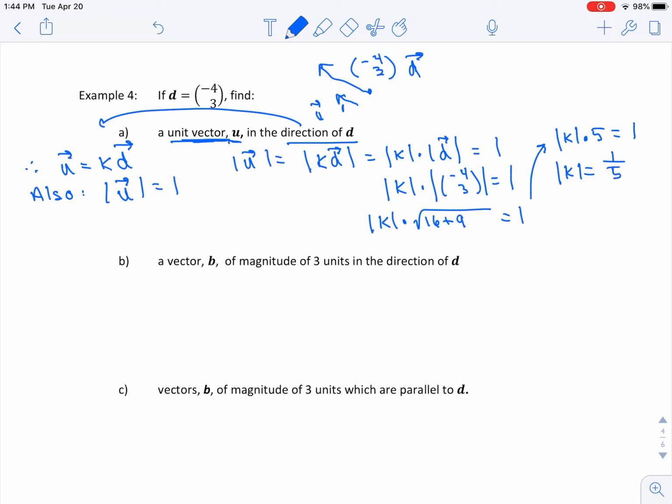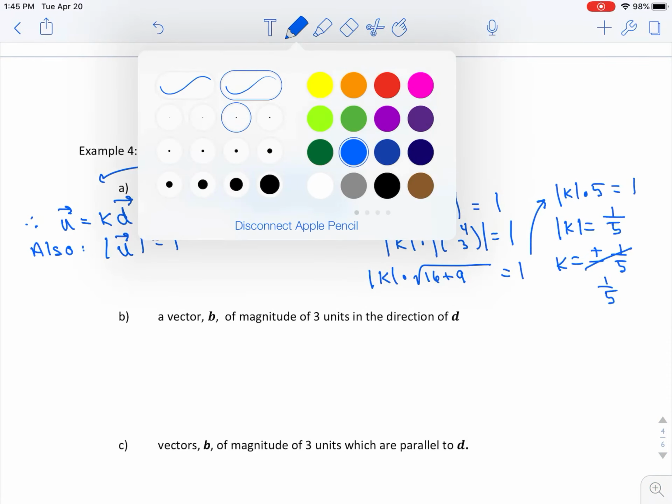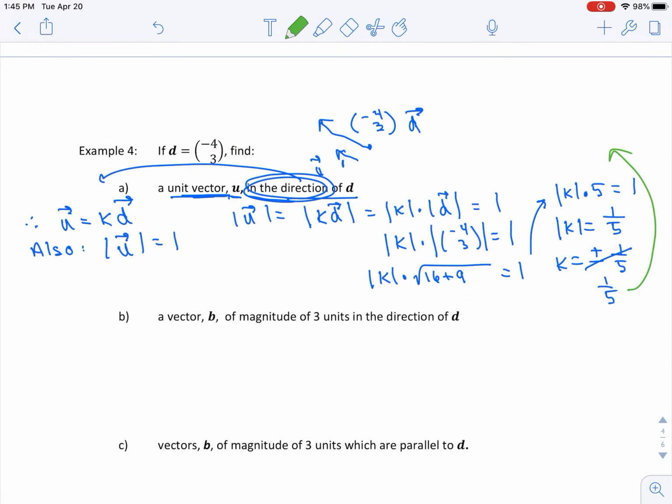So remember, if the absolute value of k is 1/5, then technically that means that k would be plus or minus 1/5, right? Both of those values would work. However, it says it has to go in the same direction. So because it's going in the same direction, we just learned that k has to be positive. So k has to be positive 1/5. So we can say, therefore, I'm running out of space, I'm going to come up here. All right, so therefore, we know that vector u is equal to, we just figured out that k is 1/5, so it's going to be 1/5 times vector d.